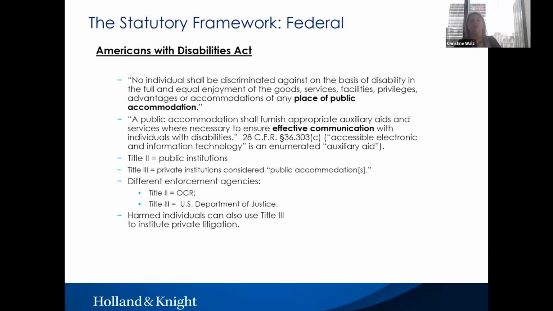And actually, multifamily housing is not considered a place of public accommodation for the most part. However, to the extent that leasing offices and the facilities serving leasing offices, as well as any other mixed use spaces that you might have at a property, are, again, open beyond just to residents and their guests, but are open to the general public, those are places of public accommodation. And under the Americans with Disabilities Act, a public accommodation is required to provide appropriate auxiliary aids and services where it's necessary to ensure effective communication with individuals with disabilities.